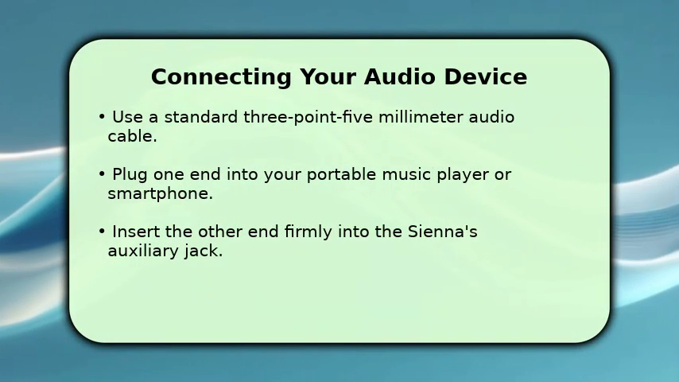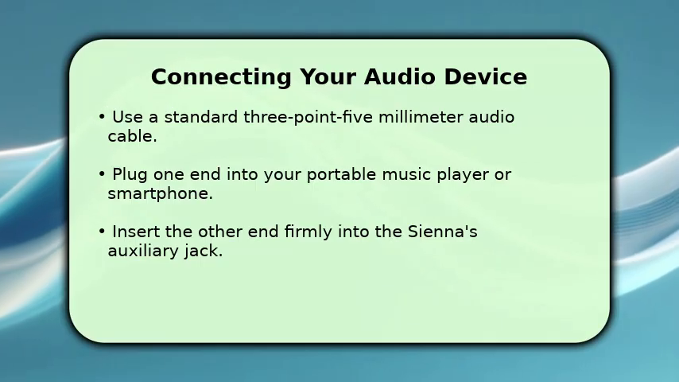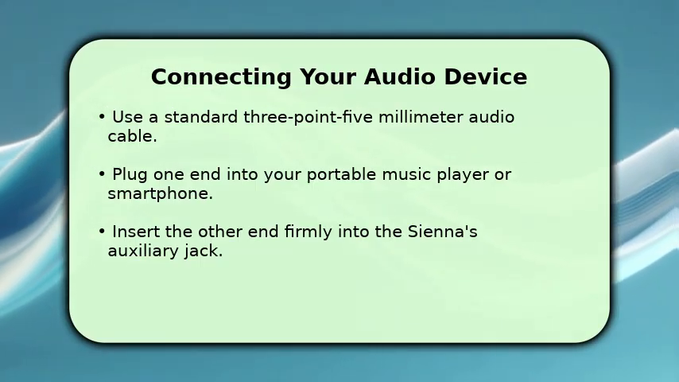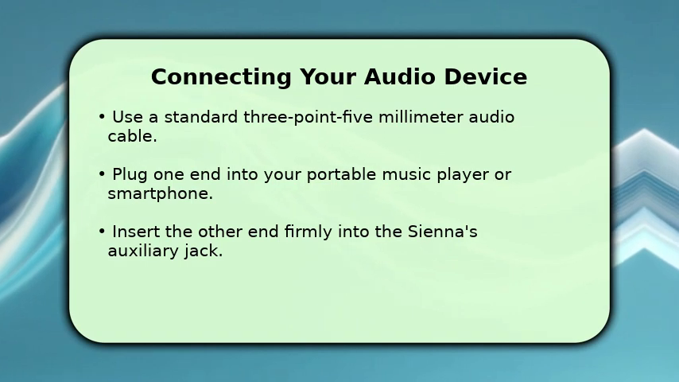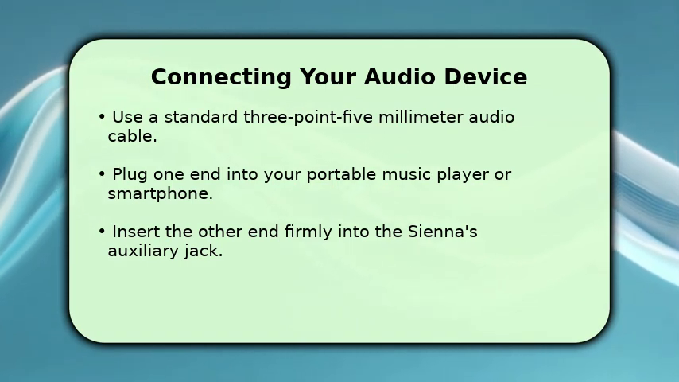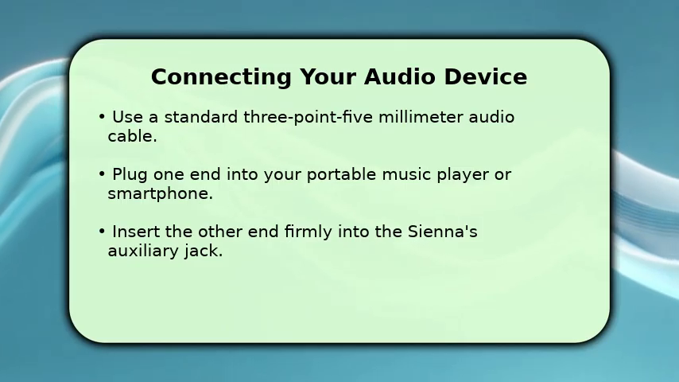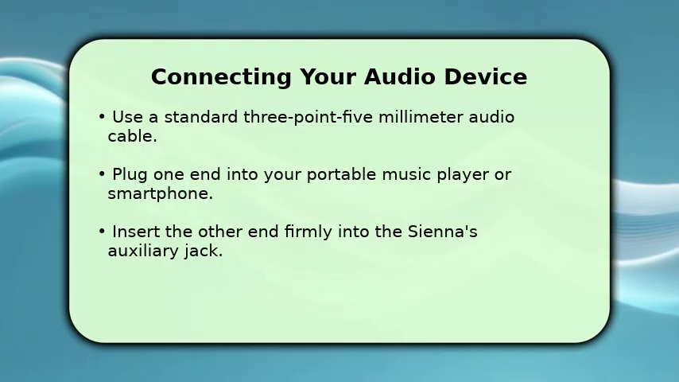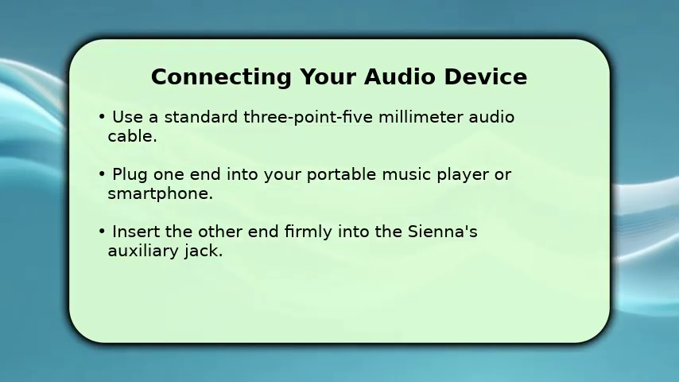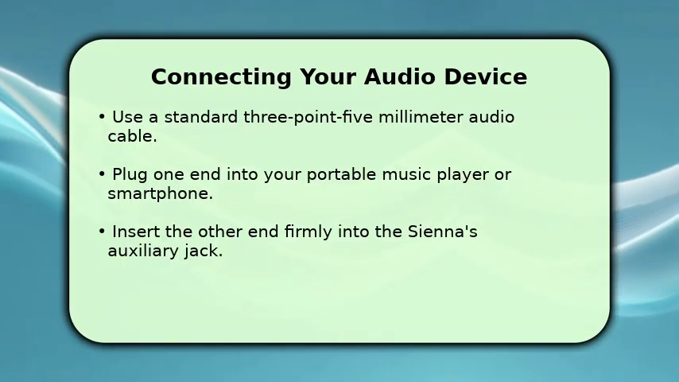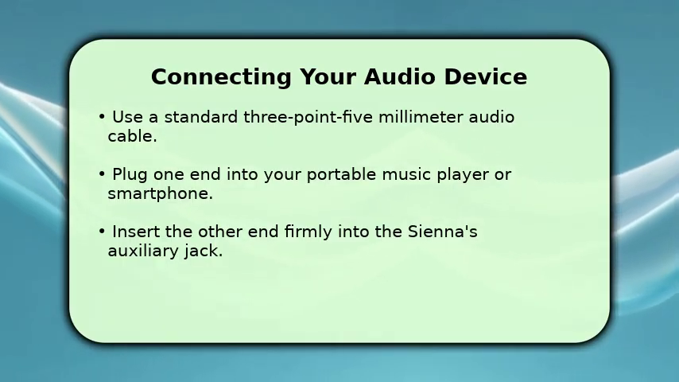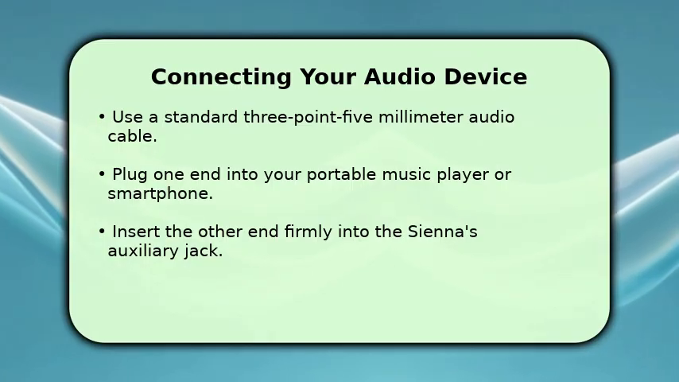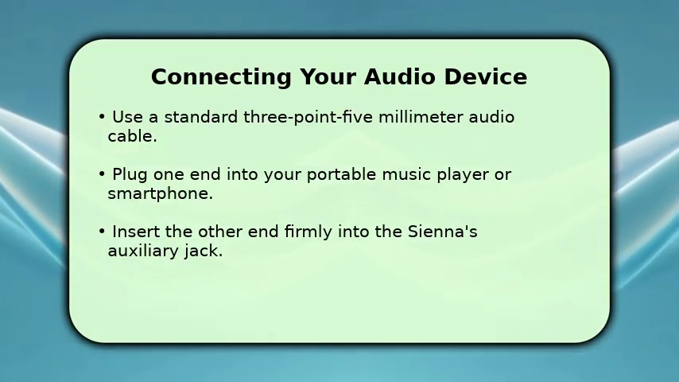Connecting your audio device is quite simple. You will need a standard 3.5 millimeter audio cable, which is commonly used for headphones. Take one end of this cable and plug it securely into the headphone jack of your portable music player, smartphone, or other audio device. Then, firmly insert the other end of the cable into the auxiliary input jack located in your Sienna. Ensure both connections are snug to prevent any audio interruptions.